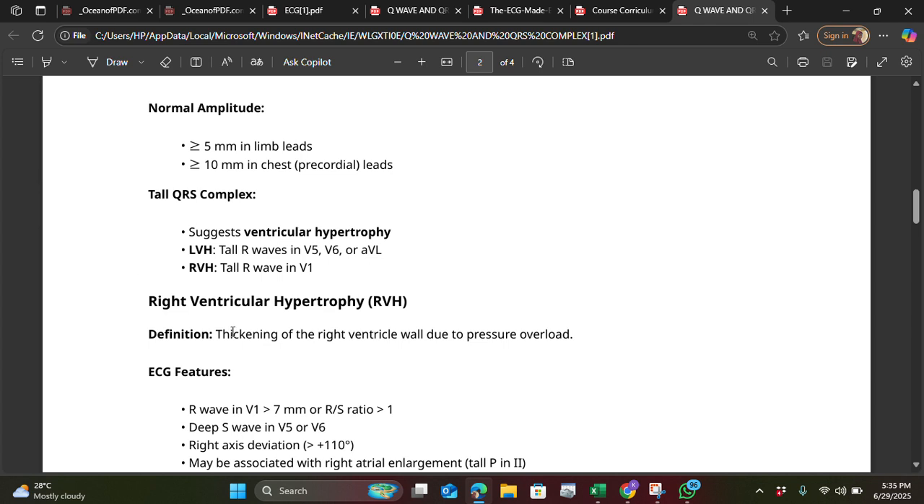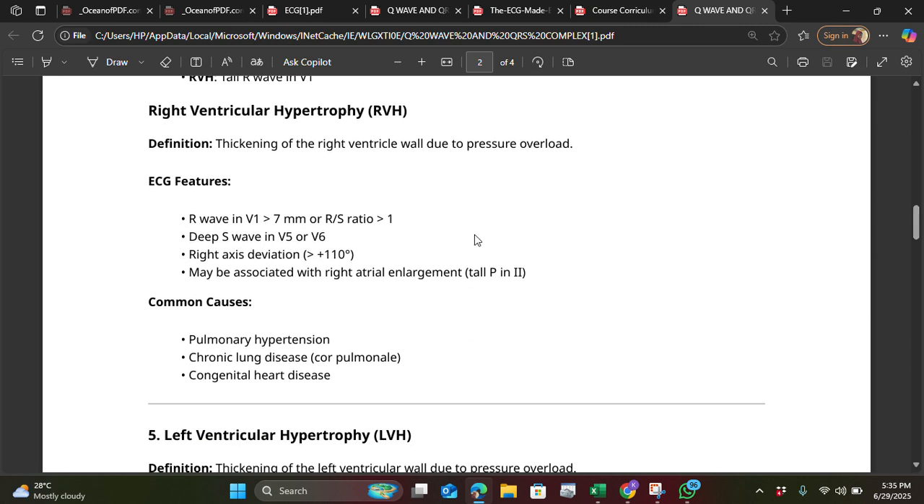Now, right ventricular hypertrophy is just the thickening of the right ventricle due to too much pressure. And what will you see on your ECG to know that your patient has right ventricular hypertrophy? The first thing is that the R wave in V1 is going to be greater than 7. I said normally it's supposed to be greater than or equal to 10 in chest leads.